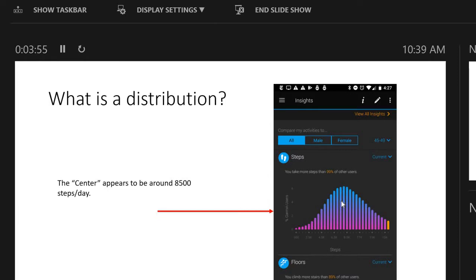So that's a center, it's around 8,500. In some of your work, I asked you to actually answer those questions: What is the center? What are these things?